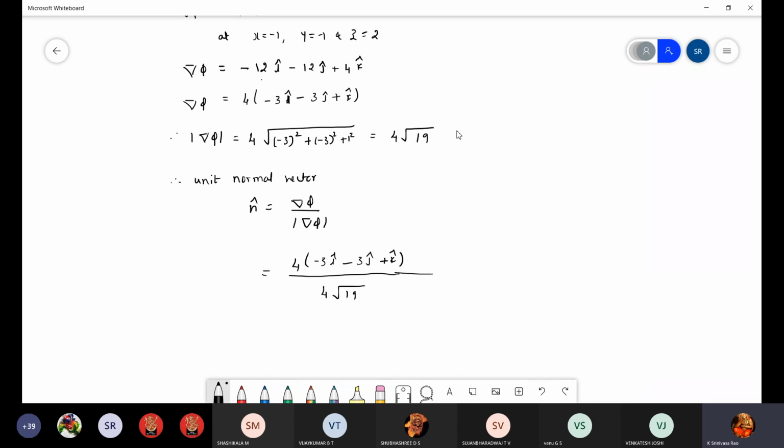The magnitude is 4 square root 19. See, if you do not take 4 common, then it becomes the denominator. This gives a big number because of 12 square and 4 square. After that also you can take common and cancel. So the final answer: 4 and 4 get cancelled. n cap equals minus 3 i cap minus 3 j cap plus k cap by square root of 19. So this is the unit normal vector. Okay, one more problem we'll solve and I will wind up.